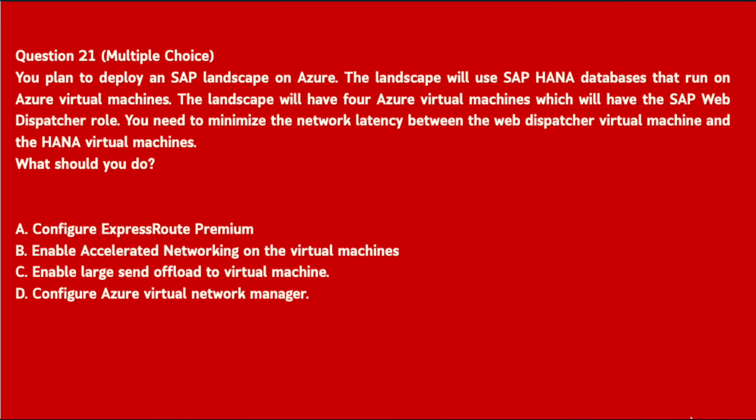You plan to deploy an SAP landscape on Azure. The landscape will use SAP HANA database that runs on Azure virtual machines. The landscape will have 4 Azure virtual machines which will have SAP Web Dispatcher role. You need to minimize the network latency between Web Dispatcher virtual machines and the HANA virtual machine. What should you do? Configure Express Route Premium, enable accelerated networking on the virtual machines, enable large send offload to virtual machines, or configure Azure Virtual Network Manager.